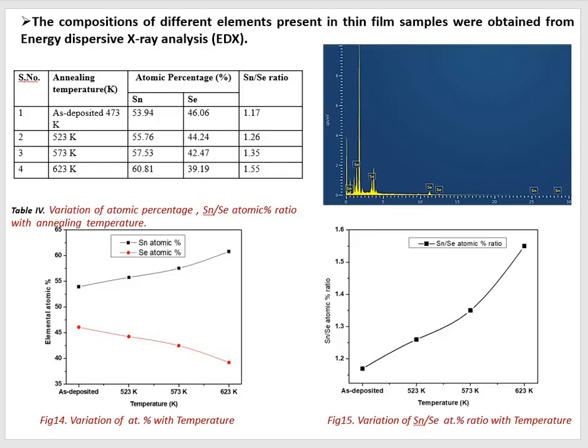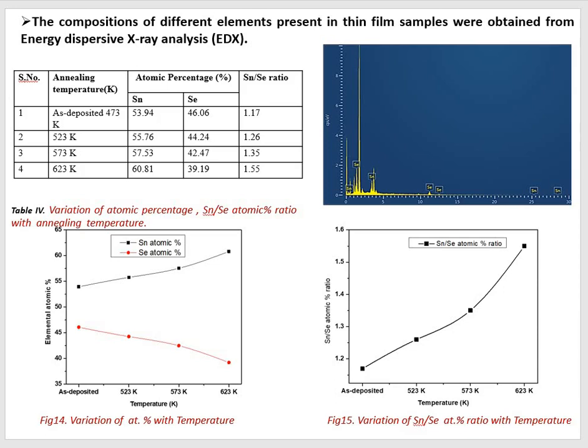The EDX spectrum of the SnSe alloy thin films shows that Sn and Se composition strictly depends upon the annealing temperature, as shown in Table 4. Figures 14 and 15 show the dependence of atomic percentage of tin and selenium and the variation of tin to selenium atomic ratio in SnSe alloy samples with increase in annealing temperature, respectively.